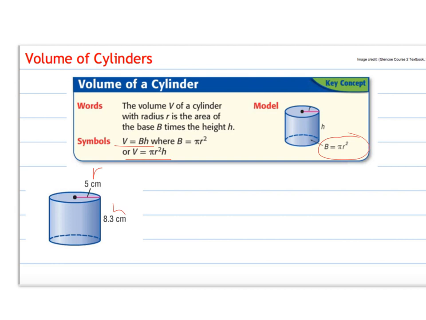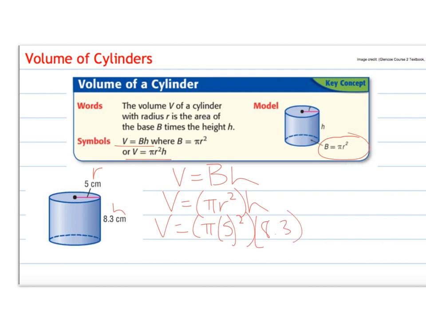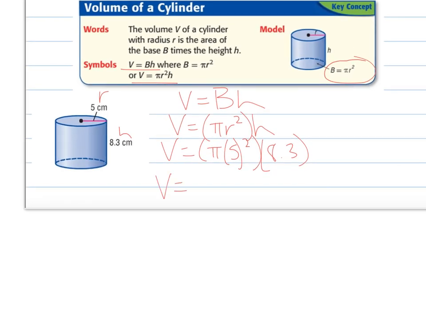So we have our radius and our height. So we write our formula, base area times the height. Replace that with pi r squared times the height. Plug in the values we're given, and 8.3. Work down to solve. Volume is, I get pi times 25 times 8.3. Some of you might plug it into a calculator here. And what you get is 651.55 cubic centimeters.